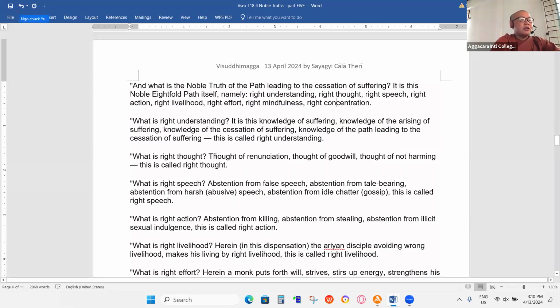Okay, now. So right thought. Right thought is the three just now: nekkhamma, renunciation, good will, and then not harming. So this is called right thought.